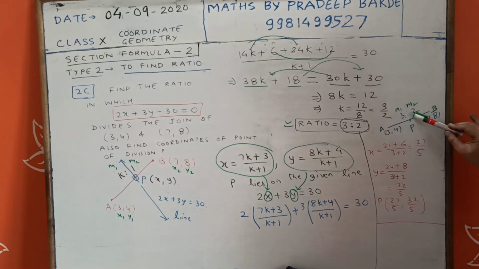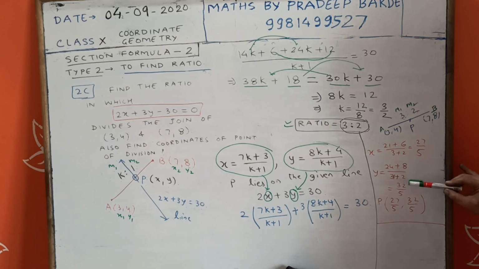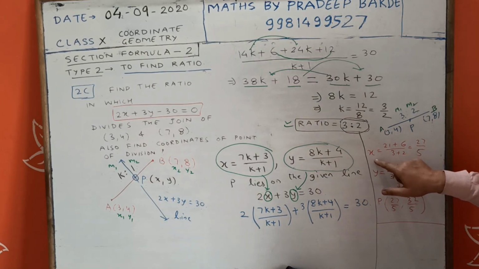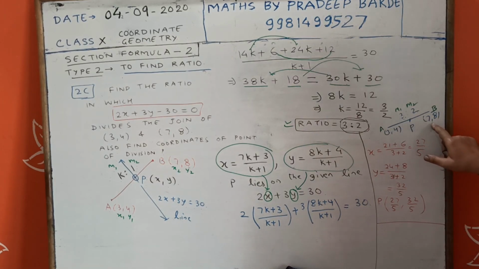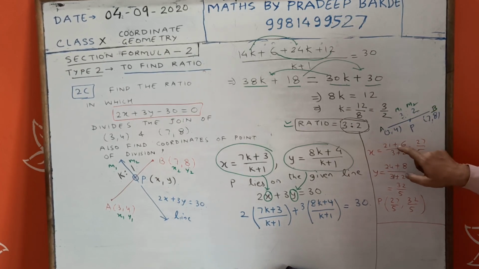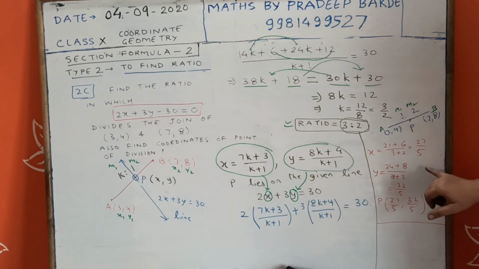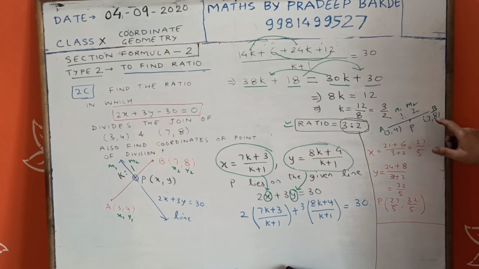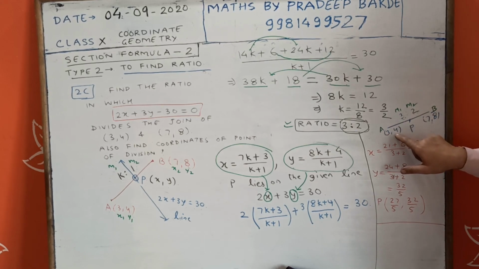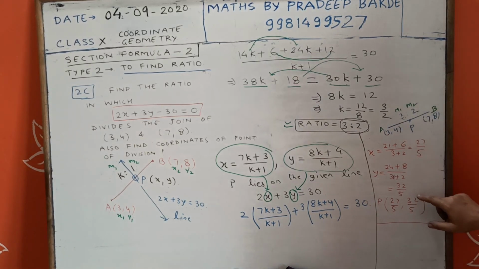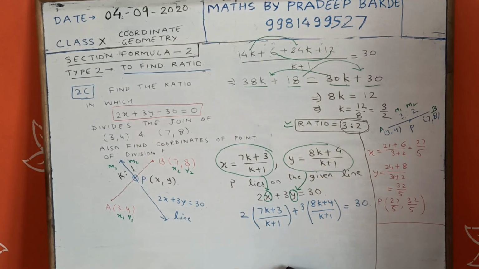Now again we apply the section formula to get the coordinates of the point P. So x is equal to 3 into 7, 21, plus 2 into 3, 6, 21 plus 6, 27, upon 3 plus 2, that is 5, which is equal to 27 upon 5. Similarly, y is equal to 3 into 8, 24, plus 2 into 4, 8, 24 plus 8, 32 upon 5. So these are the coordinates of the point P, which is the point of division.